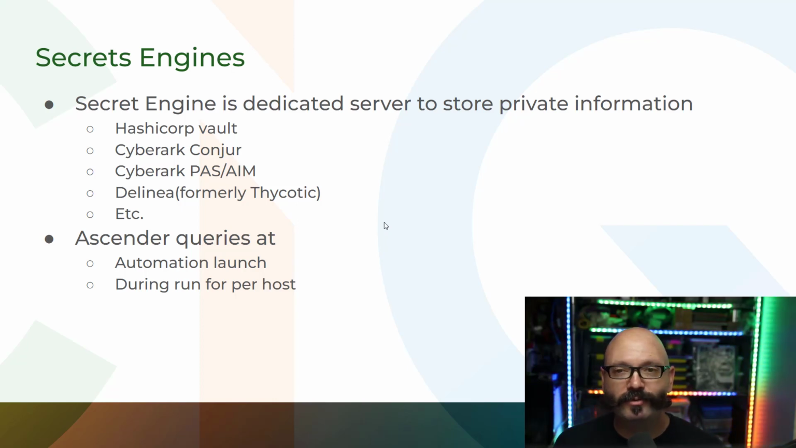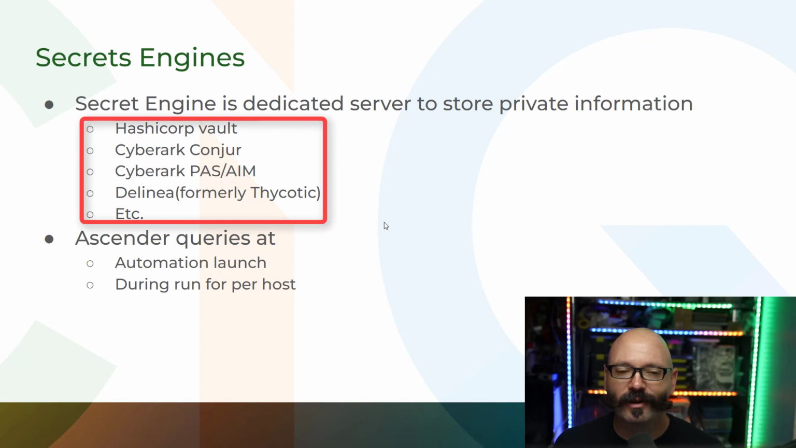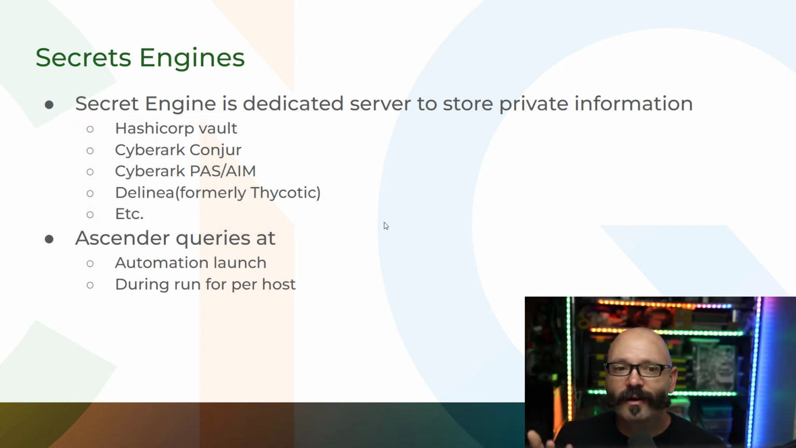We support most of the major vendors that are out there. So your HashiCorp Vault, your CyberArk Conjur, PAS, AIM, Delinea, I know it is Thycotic, plus more are going to be available to you. And so ultimately, whenever a piece of automation is going to be launched using a credential from a secrets engine, it'll stop before it actually executes anything, and it will query that secrets engine. It'll pull the username, password, SSH key, token, API key, whatever sensitive information you're storing over there, and it'll utilize it for that individual execution.